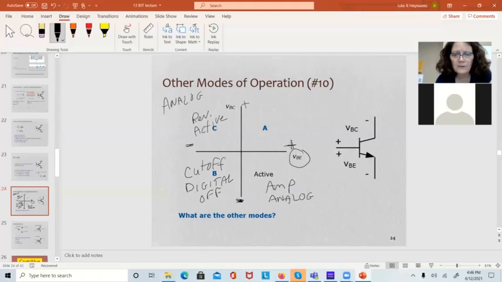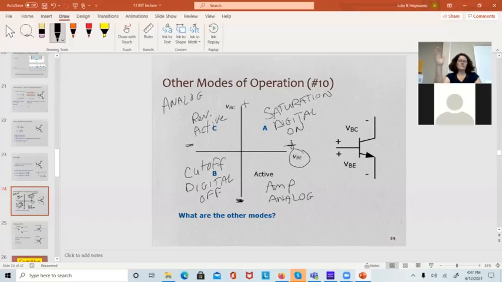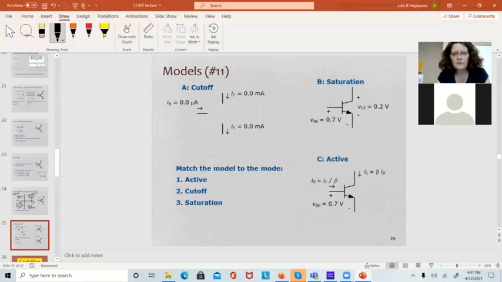If I want to have the digital on state, I use this region here called the saturation, where I'm basically forward biasing both of my diodes. And a series pass transistor is just a transistor switching between digital on and digital off, much like that NPN inverter you saw in the lab last week. That's a really useful circuit. So four modes of operation.